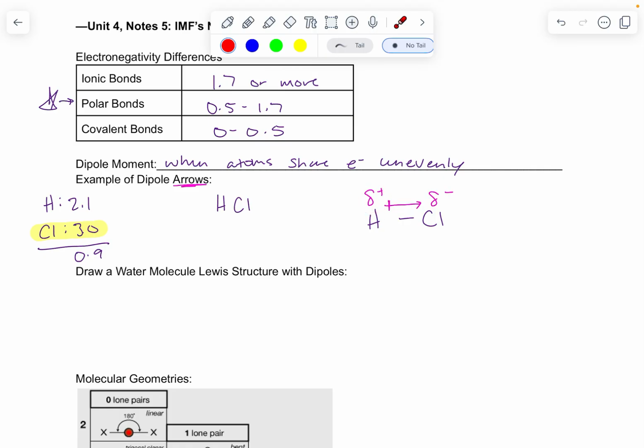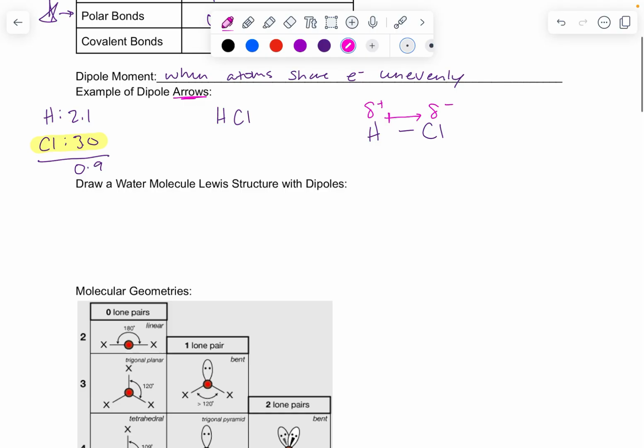Perfect. Okay, so that is how we write out dipoles. That's how we show this polar bond, this polarity. All right, let's move on and go to the second problem. The second problem says draw a water molecule Lewis structure.